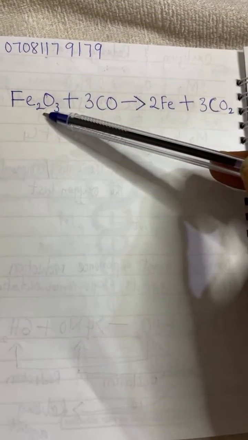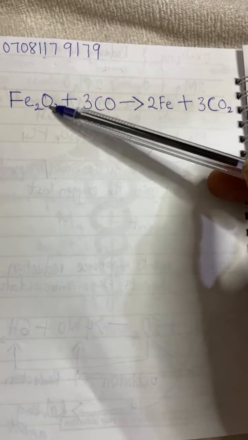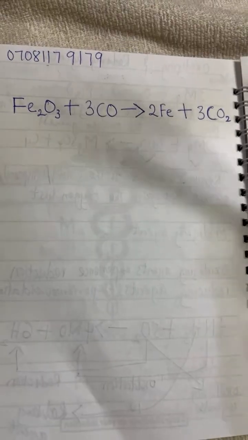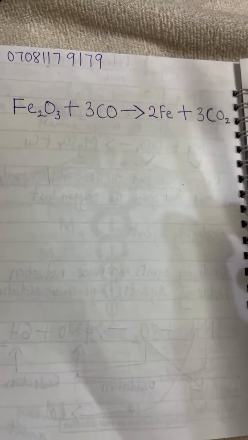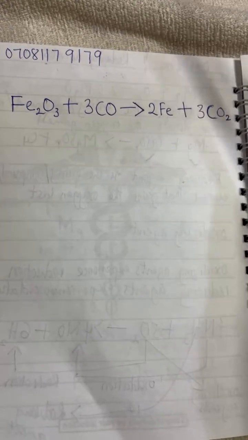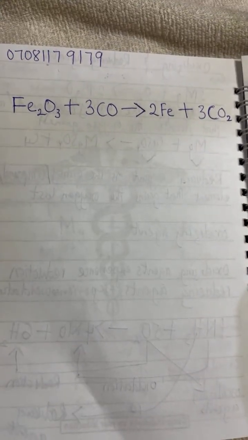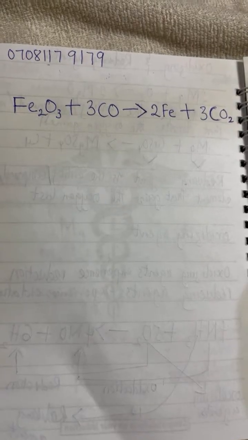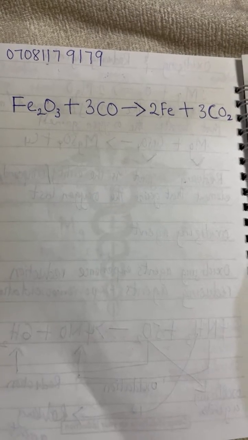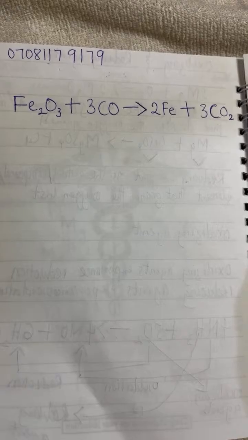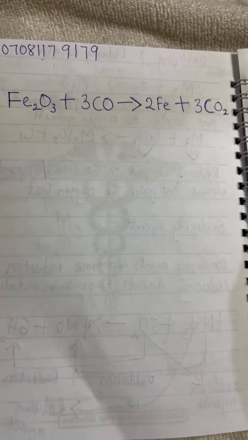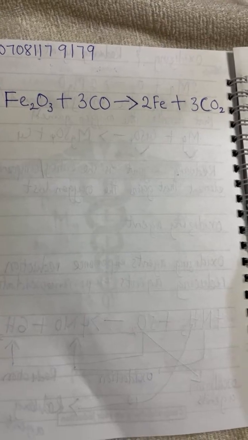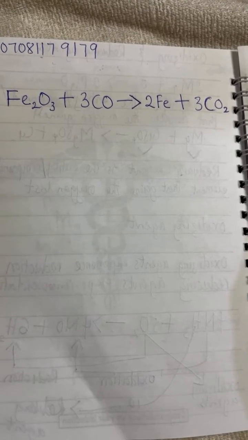So Fe2O3 lost oxygen. I believe you all know that oxidation in terms of oxygen transfer is the gain of oxygen. Are you following me? Oxidation in terms of oxygen transfer is the gain of oxygen. So the one that loses the oxygen that was gained is what we call the what?